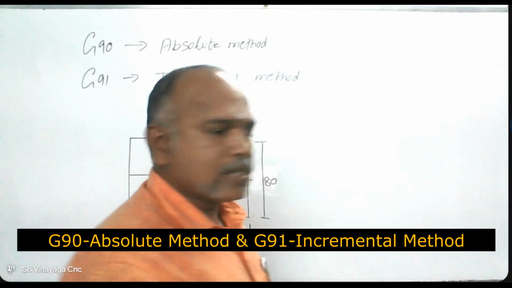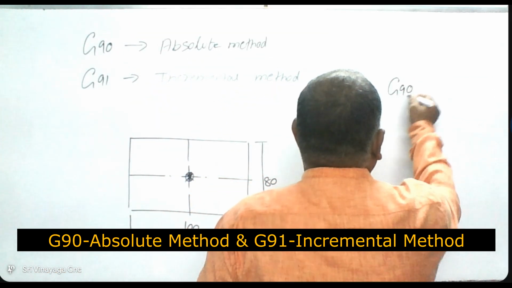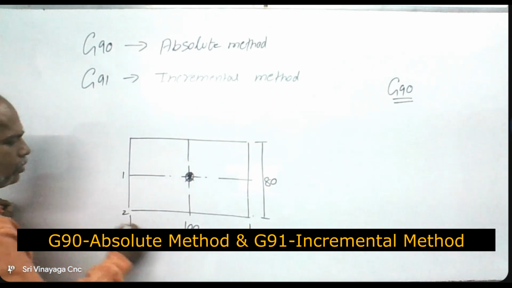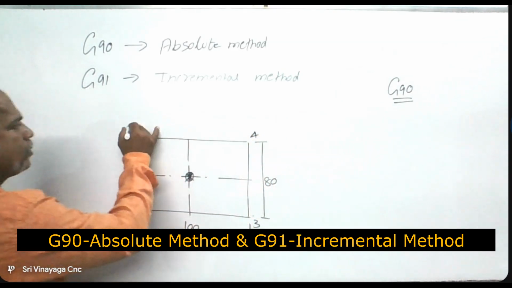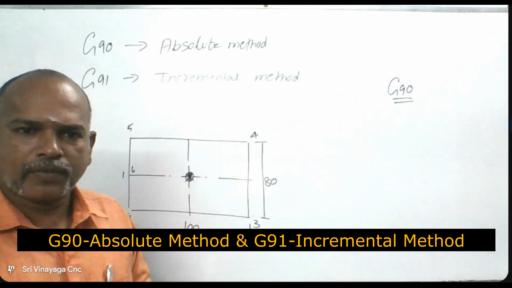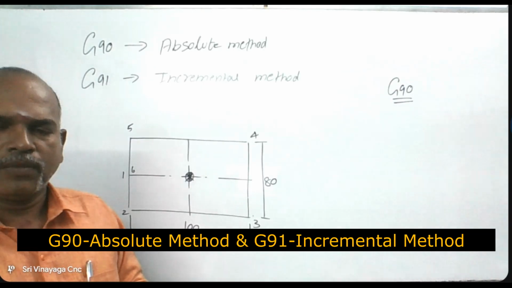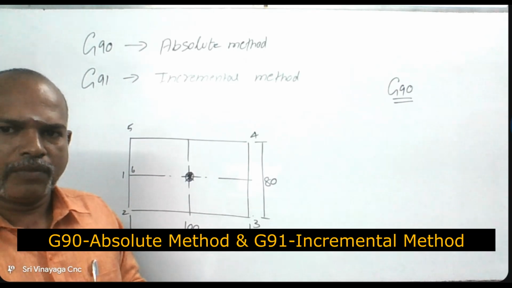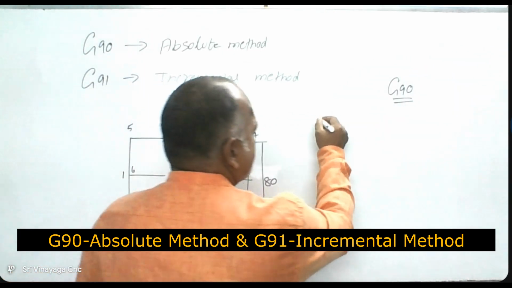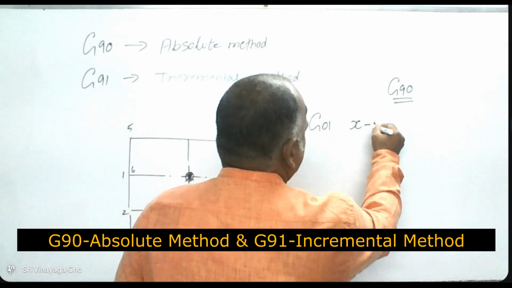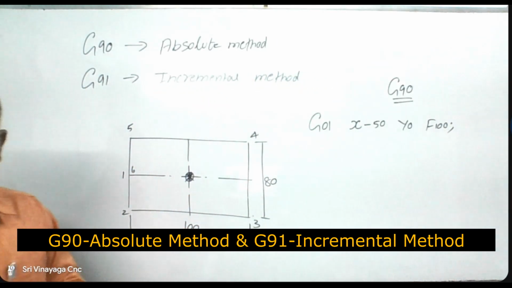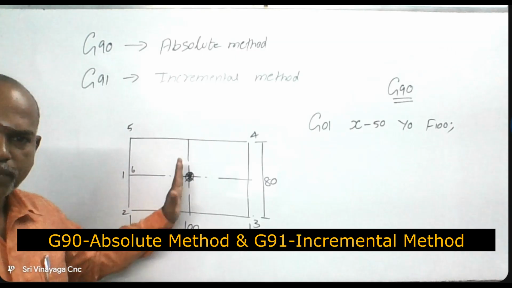First, you will see the absolute method. Now these are points number one, two, three, four, five. What about point number one? Point number one will be P01, X minus 50, Y0, F. Yes, this is correct.